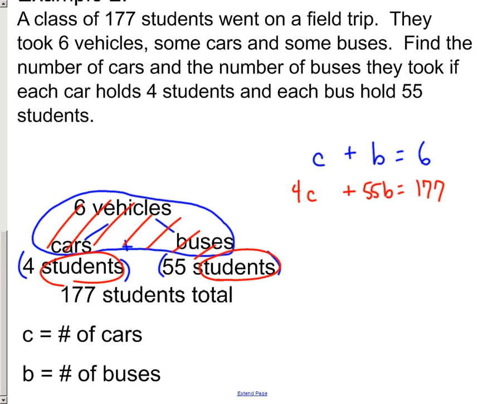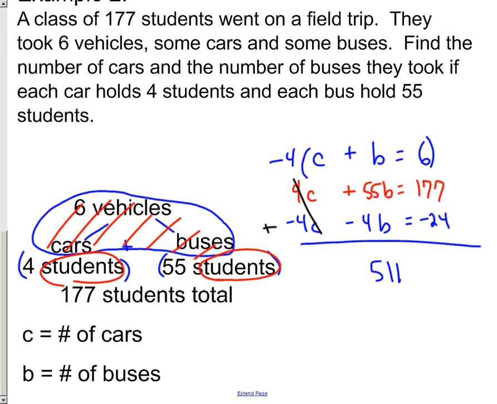Now, we can go through and solve. We can multiply this by -4, and that will get us -4C minus 4B equals -24. There we go. The C's are going to be eliminated. We have 51B right here equals 153, divide both by 51, and we know we have 3 buses. So we have 3 buses, and if we've got 3 buses, we've got to have 3 cars to equal a total of 6 vehicles.